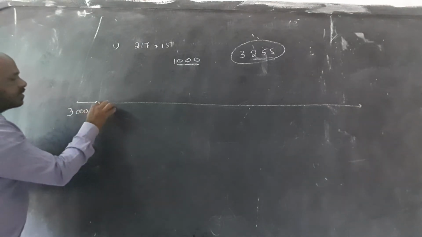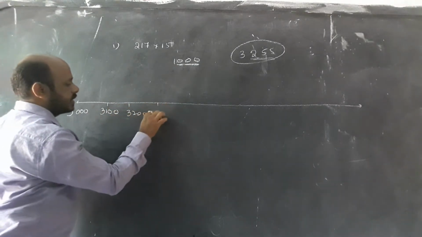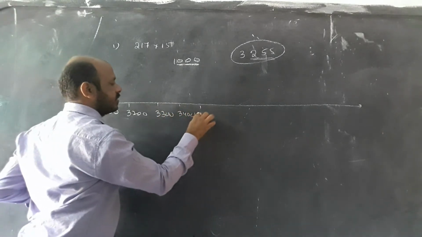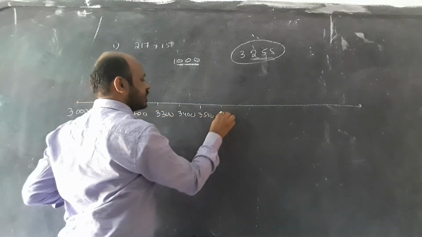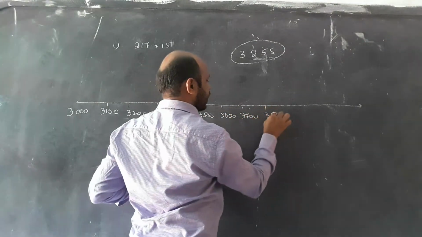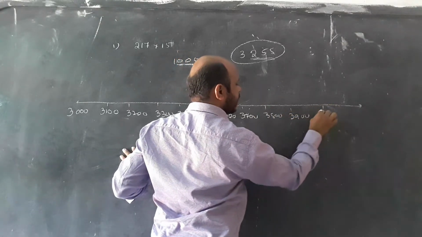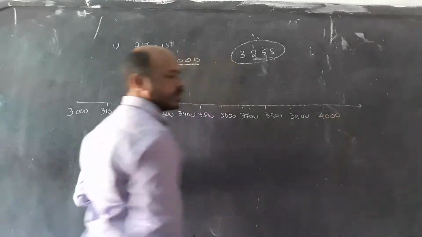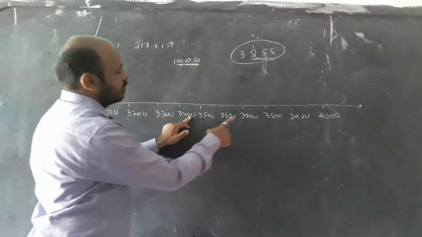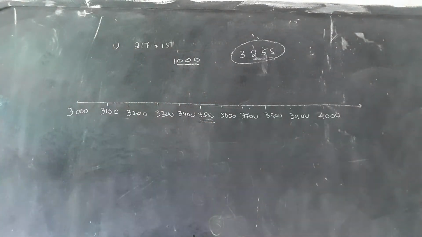It will be 3000, then 3100, 3200, 3300, 3400, 3500, 3600, 3700, 3800, 3900. Then 4000. See children, count here 1 2 3 4 5. The middle number is 3500.